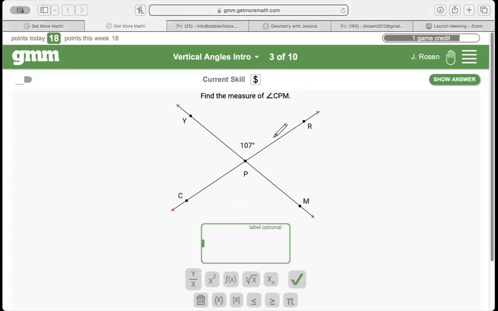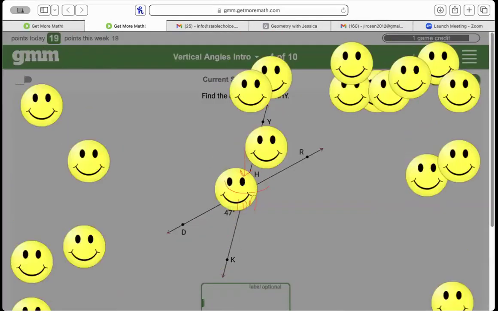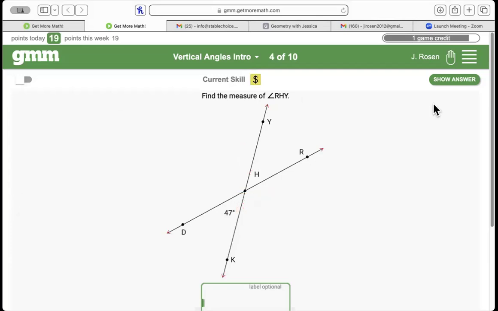Find the measure of CPM. So CPM is here. So that means it's 107, right? Just travels right through. So if you need any more instruction on this and it's not simple, that's totally understandable too. Just reach out and let me know. But all we're doing is finding our vertical angles, RHY. So RHY is here, RHY, and it's vertical to this one, which is 47.